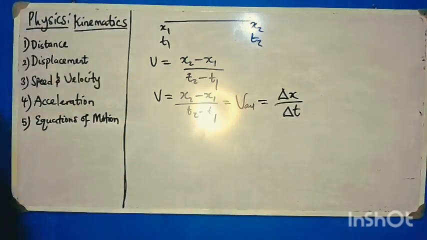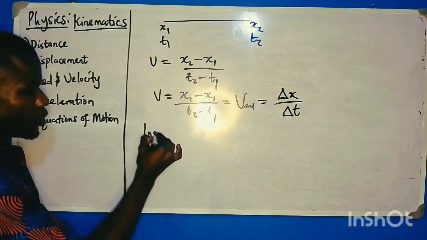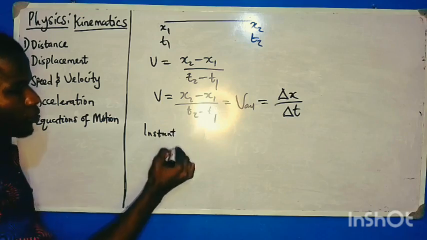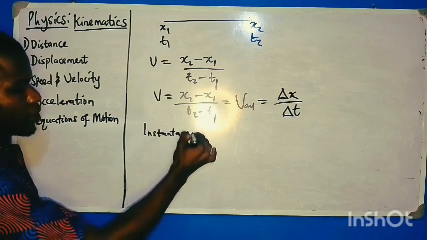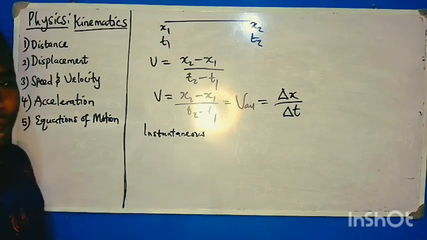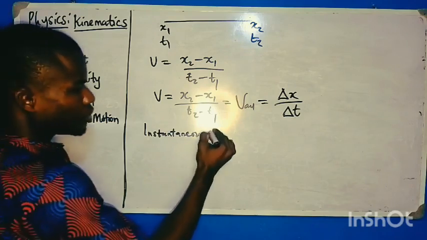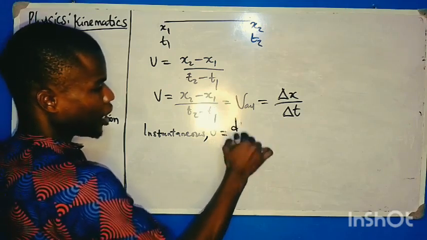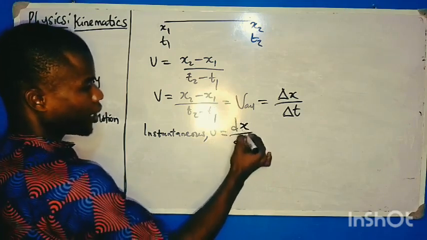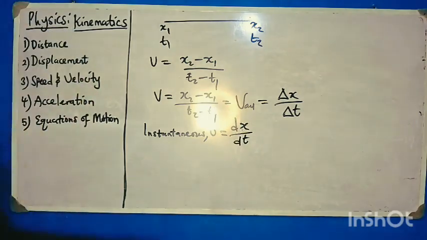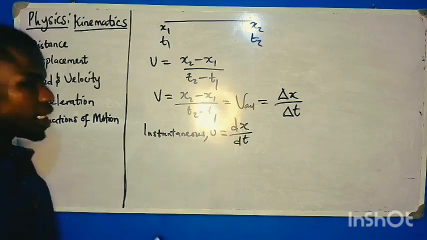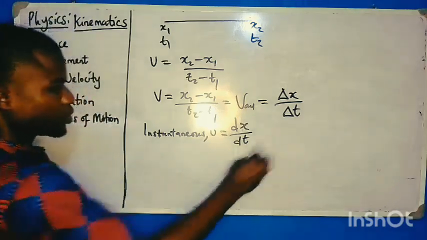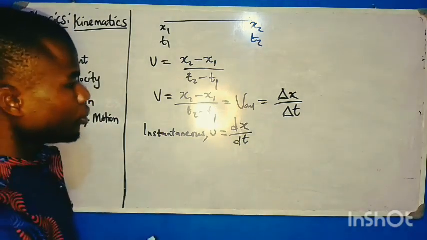What if we are asked to find the instantaneous velocity? That's the velocity at any instant of time. The instantaneous velocity v is going to be dx over dt. So if I have an x function, I differentiate it with respect to time, I have the instantaneous velocity at that particular time.